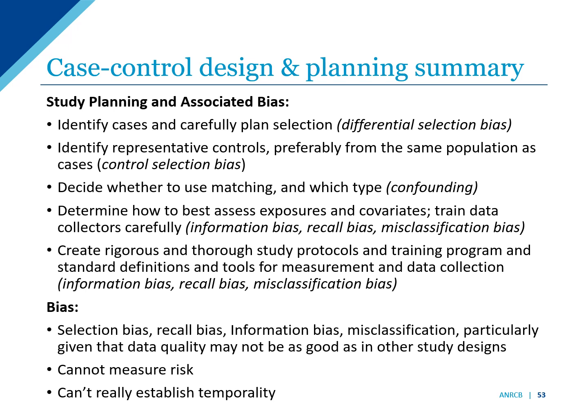These slides walk us through the steps of planning a case control study and the bias associated with each. We must identify cases and select them carefully, identify representative controls, decide whether to use matching and what type, determine how best to measure variables, and carefully train our data collectors, and ensure adherence to study protocols and measurements. Because the data from case control studies are not as high quality as other studies, case control studies are more prone to bias, particularly information bias.